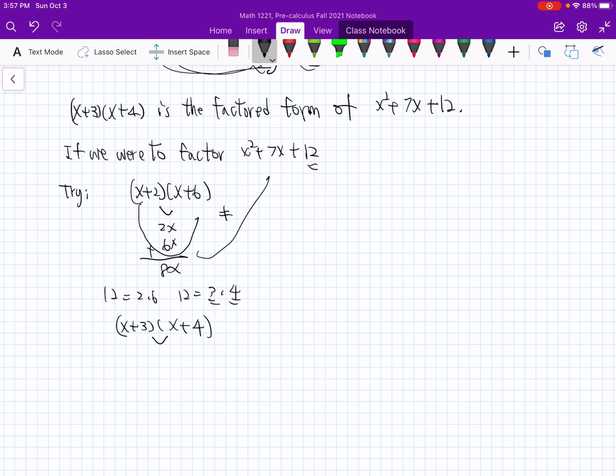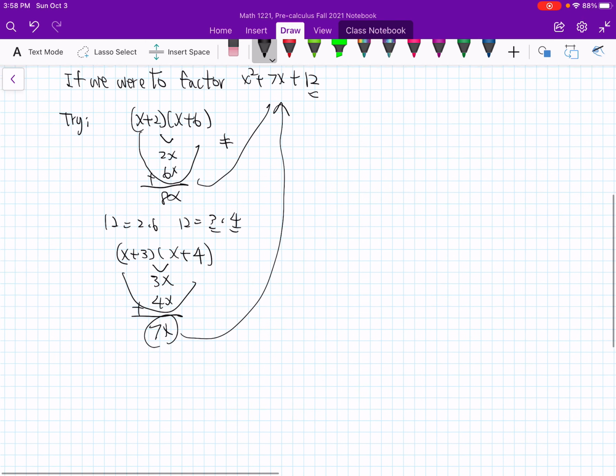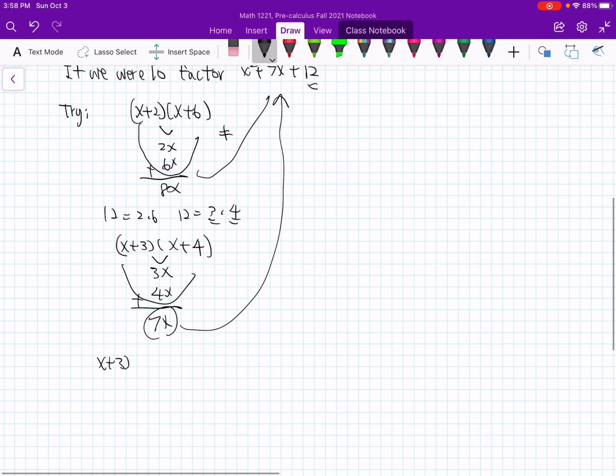So here, the inside term is 3x. The outside term is 4x. Now the sum is 7x. We know, yes, that's what it is. So that's how we factor. So we can say x plus 3 times x plus 4 is the factored form of x squared plus 7x plus 12.